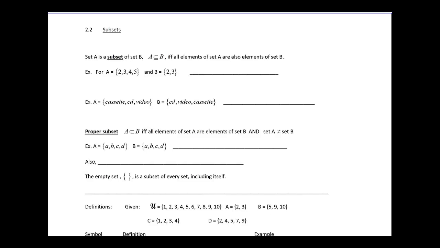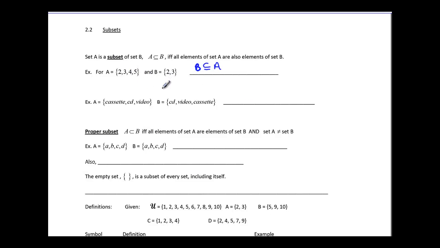Let's talk a little bit about subsets, and we're going to look at the different symbols and then go over some examples just to clarify these concepts. Here we've got listed a set A and a set B. If the elements in set A are 2, 3, 4, and 5, and the elements of set B are 2 and 3, then I could say that set B is a subset of set A because every element that's in set B is also in set A.